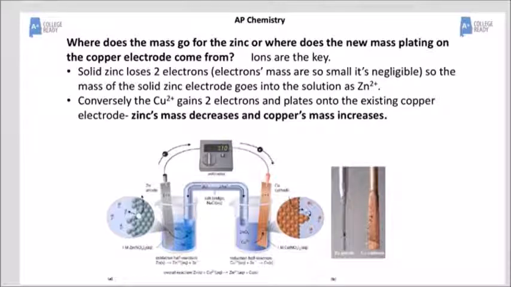See, even though zinc has gone from solid to zinc 2+, it's only lost 2 electrons. When we do the mass of an atom, we don't even consider the mass of electrons. Electrons do have mass, but it's just so small compared to the mass of protons and neutrons. So the mass of an atom comes from protons and neutrons. So if only 2 electrons are lost, the mass of the atom is remaining with the ion. So again, the ions are maintaining that mass. So the solid zinc loses 2 electrons, so the mass of the solid zinc electrode is really going into the solution as that ion.